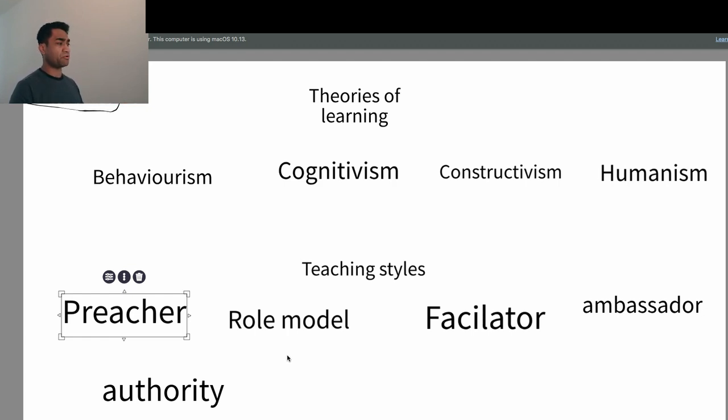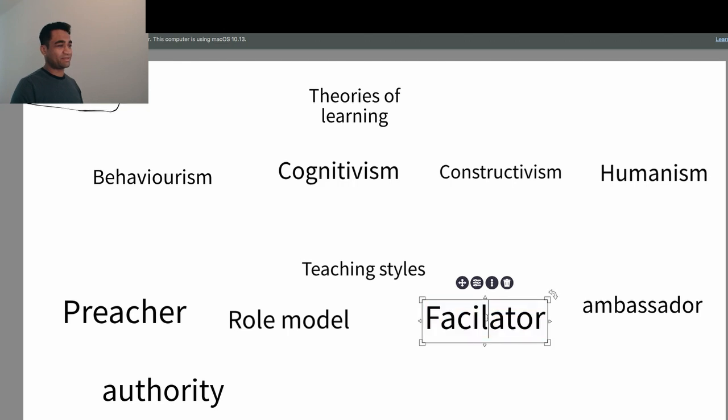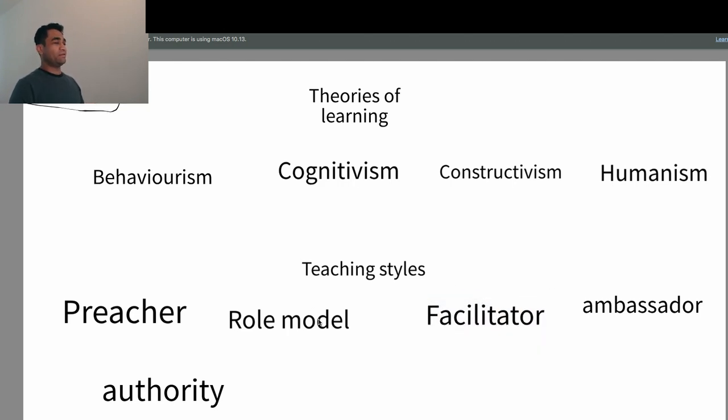Then you have the role model: do the way I do. The role model, the competitor type: do the way I did, and you're going to get the same results. The facilitator is going to get the people and design the lesson in a way that will help them to learn. The authority: whatever I say, it's true, and I'm the only one holding the knowledge here. And the ambassador is the one who says, you have the space, and I'm just here to hold the space for you. So there are different types of style.